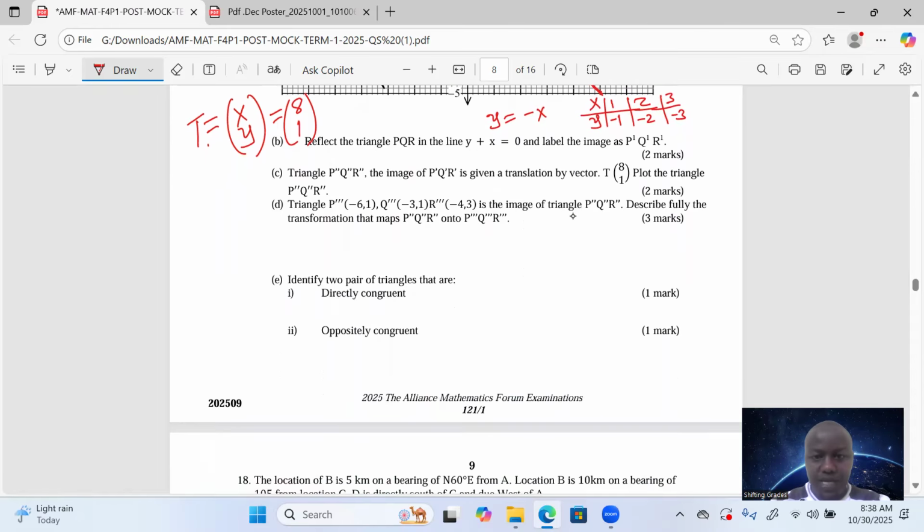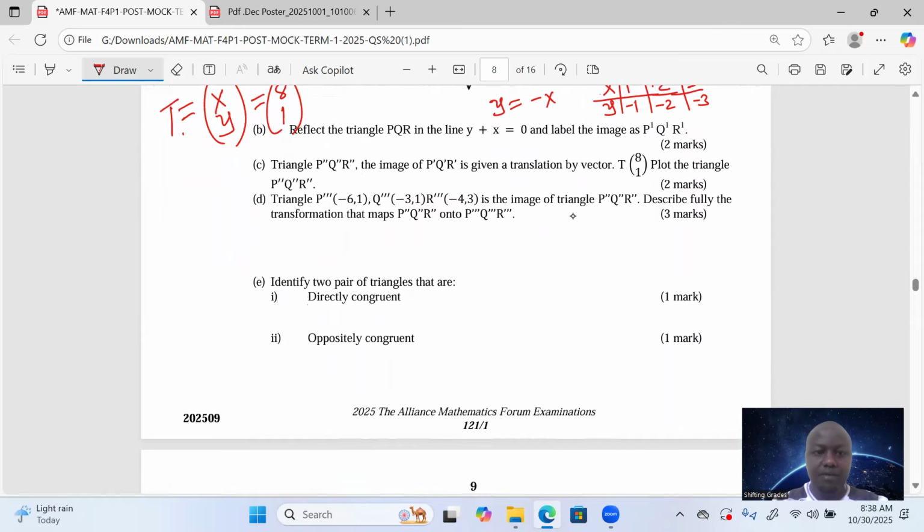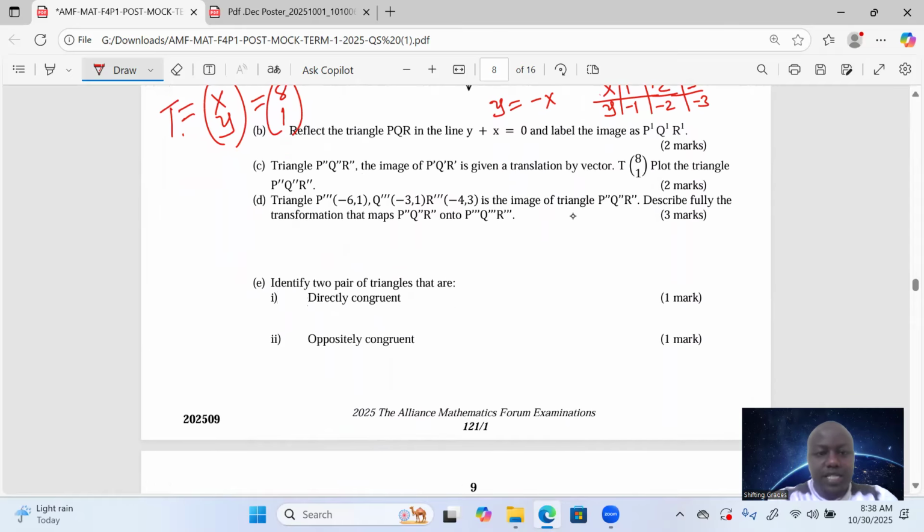Let's look at part D. We are told that triangle P triple prime is (-6, 1), Q triple prime is (-3, 1), and R triple prime is (-4, 3), the image of the double prime. Describe fully the transformation that maps P double prime to P triple prime.